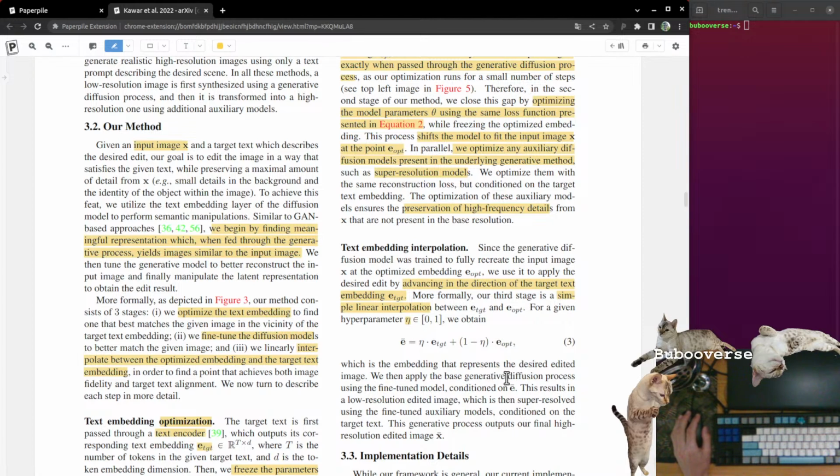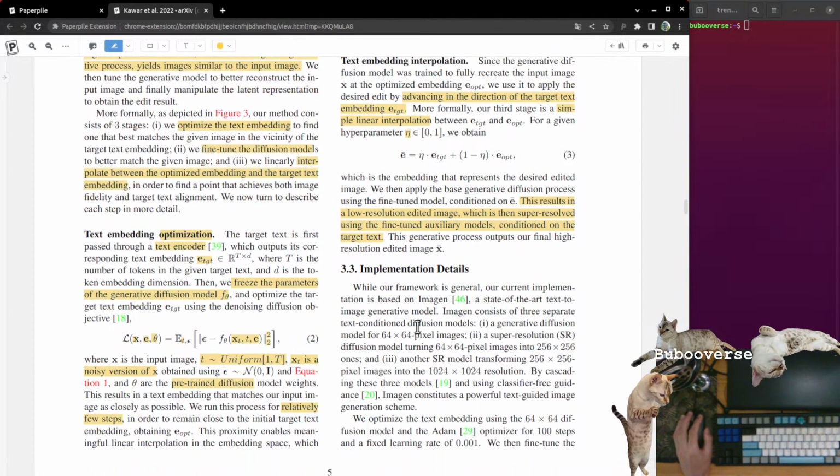So the embedding that represents the desired, we apply generative diffusion, fine-tune, conditioned on E. Right, so this is a low-resolution edited image, which is then super resolved using the fine-tuned auxiliary models conditioned on the target text. Our framework in general, our current implementation is based on Imagen. Text to image, Imagen.